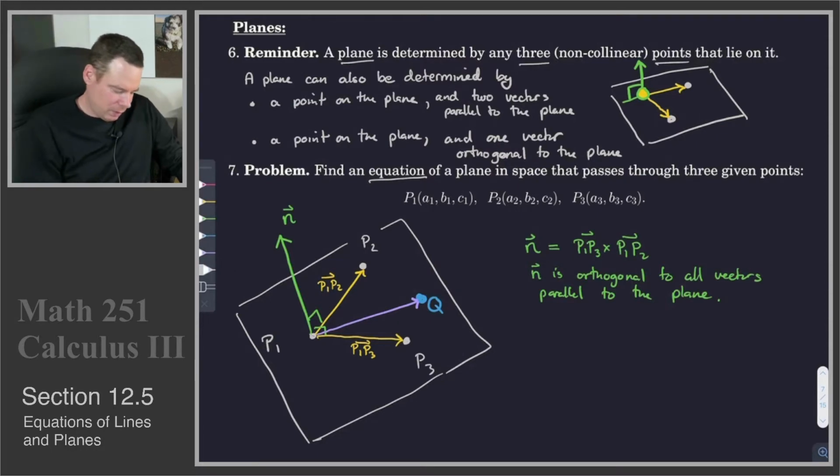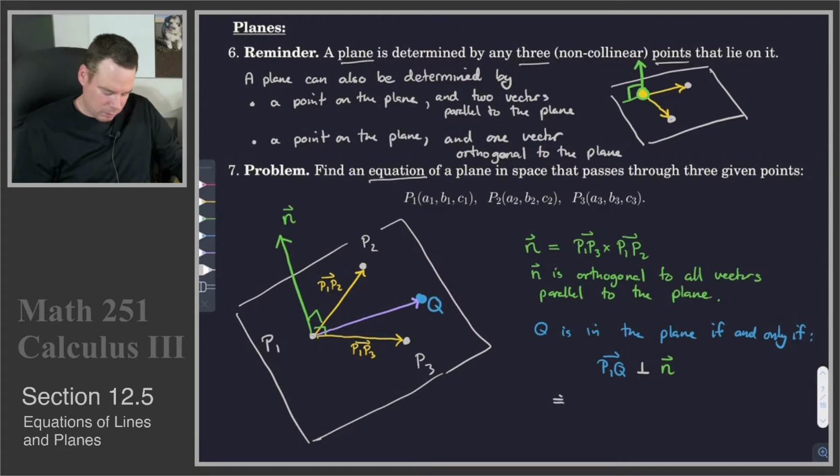What does Q have to satisfy? Q is in the plane if and only if this vector P1 to Q is perpendicular to n. So if and only if it's perpendicular to this vector n.